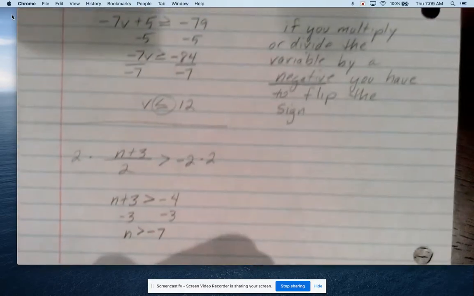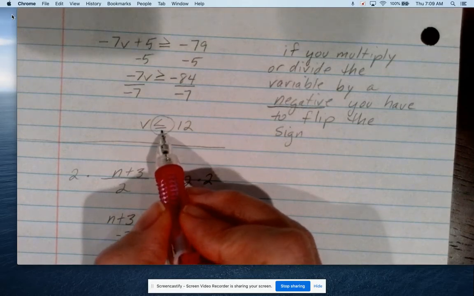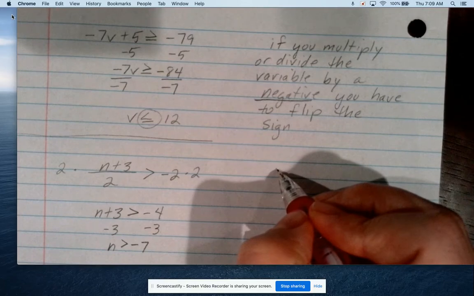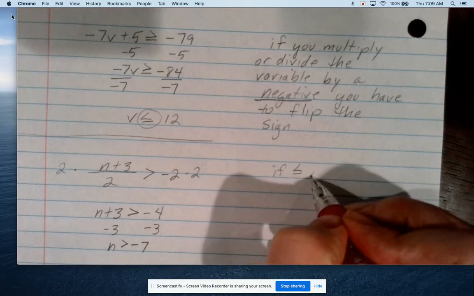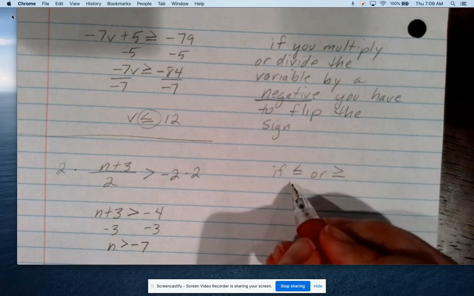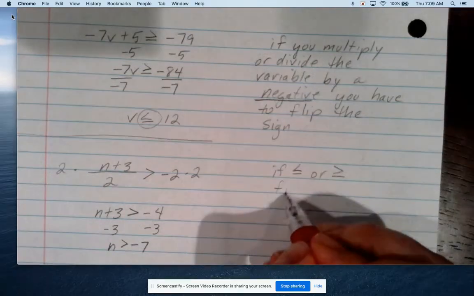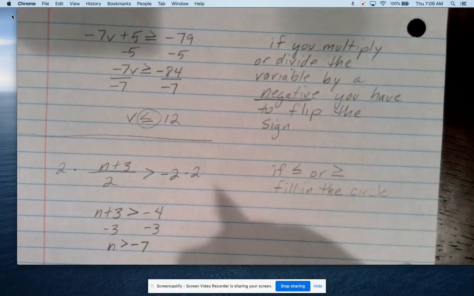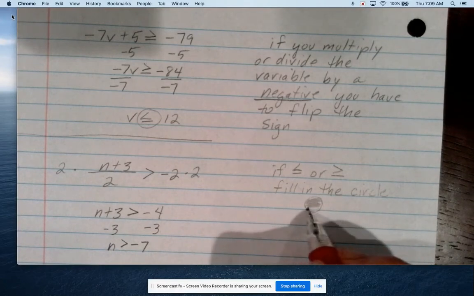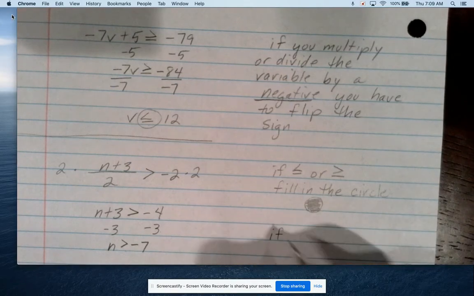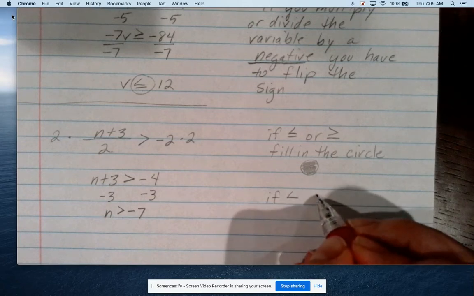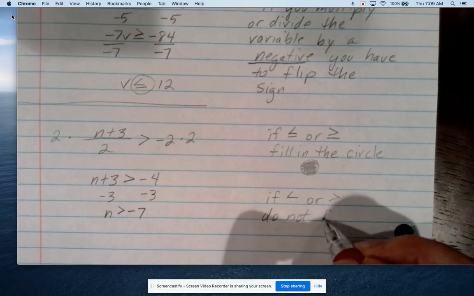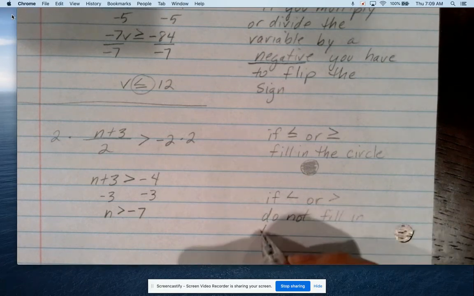Okay, let's talk about graphing these. Notice that this one is less than or equal to, and this one is just less than. So the second rule is if you have less than or equal to or greater than or equal to, then when you graph it, fill in the circle, and I'll show you what I mean. When you graph it, fill in the circle. So when you create this circle, you are going to shade in the circle. But on the other hand, if you have less than or greater than, and there is not an equal to, do not fill in the circle.